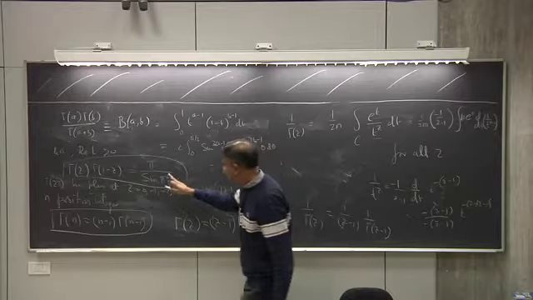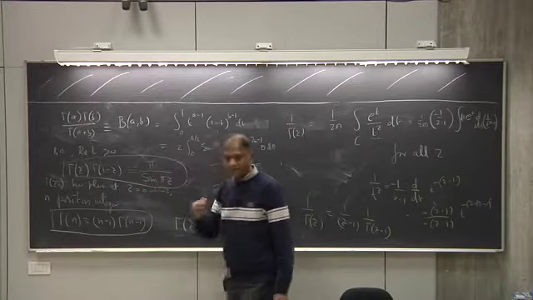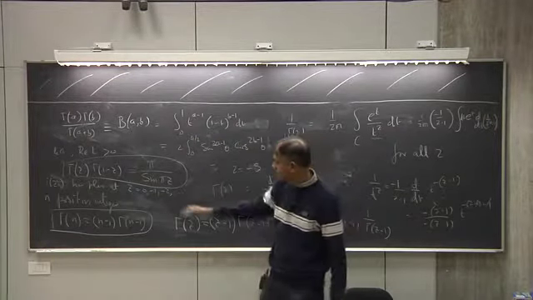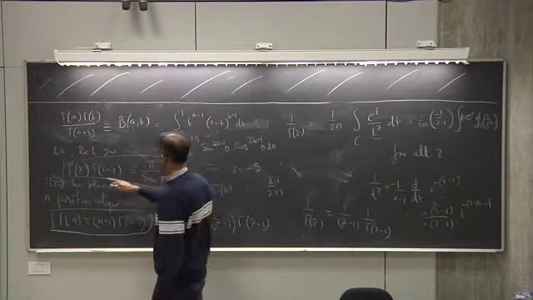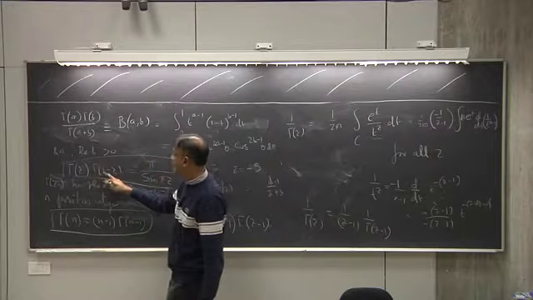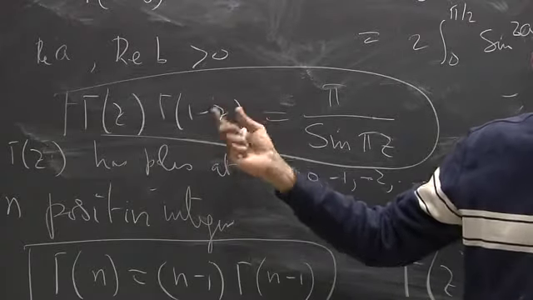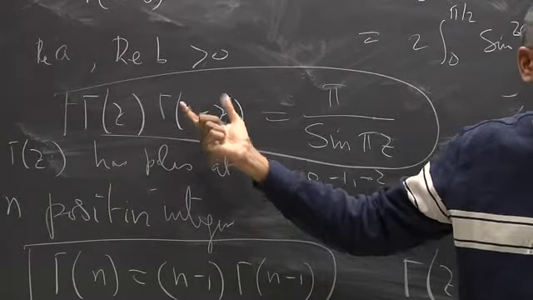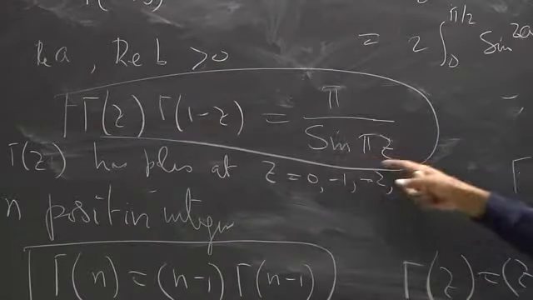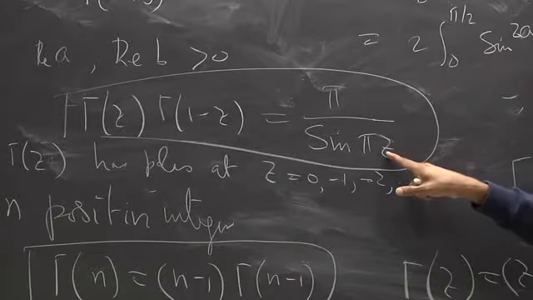One more thing: you immediately see that this is always a first order pole. It cannot be higher than that, because if I take z equal to minus 3, then this gamma 4 is something finite, factorial 3, which is 6. But on the right hand side, it's only a first order pole, because of sine of pi z.